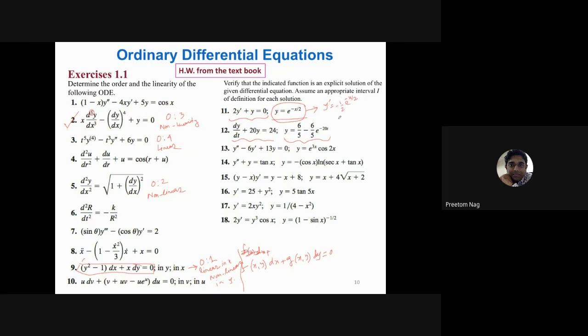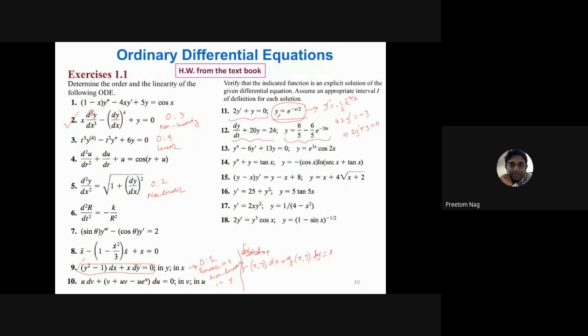Now cross multiply with 2: 2y prime equals minus e to the power minus x by 2, which is y. So if you take everything into the left hand side, 2y prime plus y equals 0. Therefore e to the power minus x by 2 is a solution for 2y prime plus y equals 0. So assume an appropriate interval I of definition for each solution.